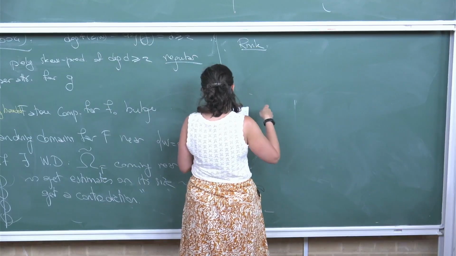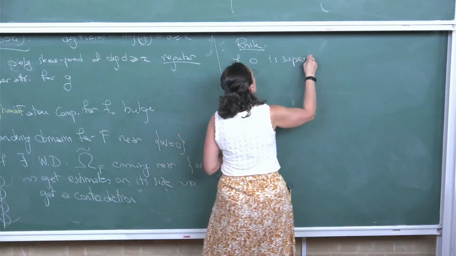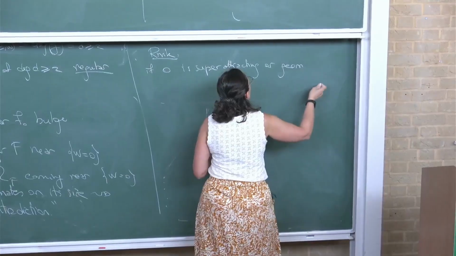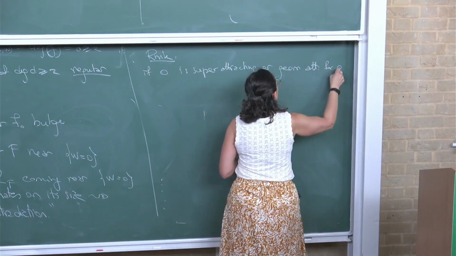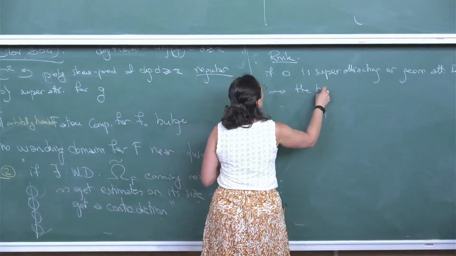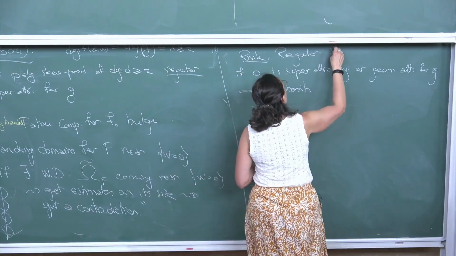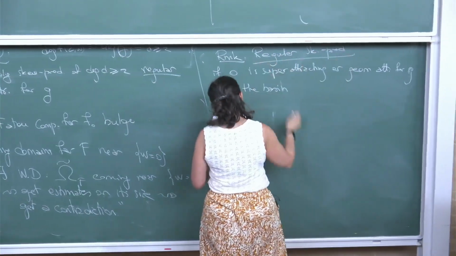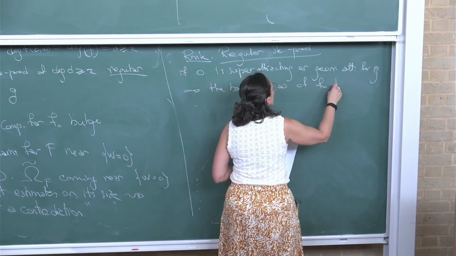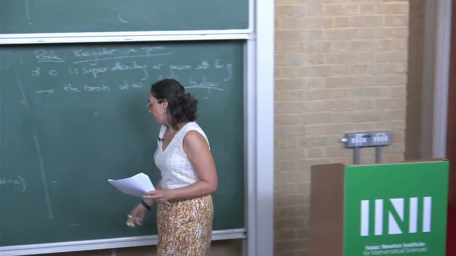So voila. Actually, let me put it: if 0 is super attracting, or geometrically attracting, for G, then for a regular skew product, the Bayesian at infinity of F0 bulges. Not difficult, but one has to know it.